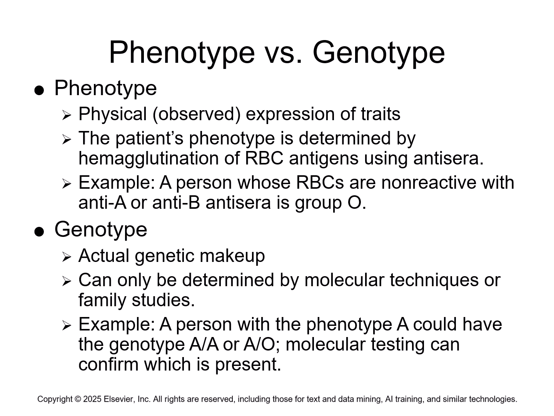The genotype, on the other hand, again, is the actual genetic makeup. This can only be determined by molecular techniques or family studies. An example, and this is actually an example of me, a person with the phenotype A could have the genotype AA or AO. Molecular testing can confirm which is present.